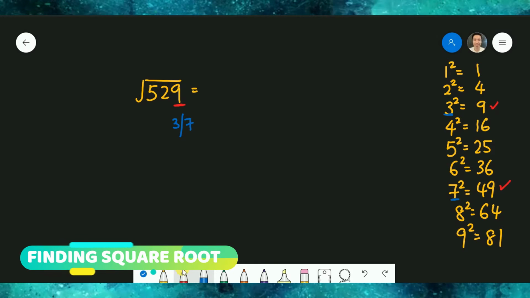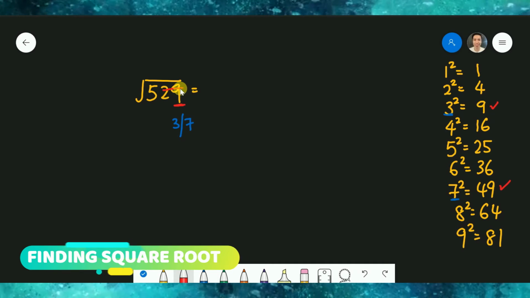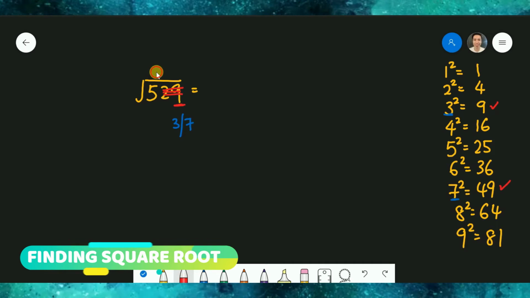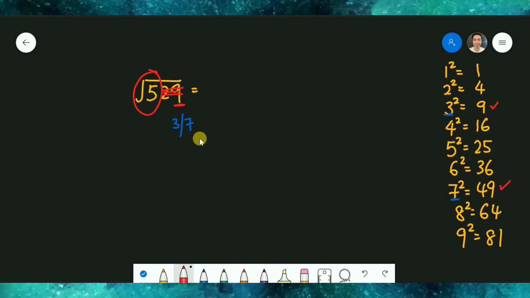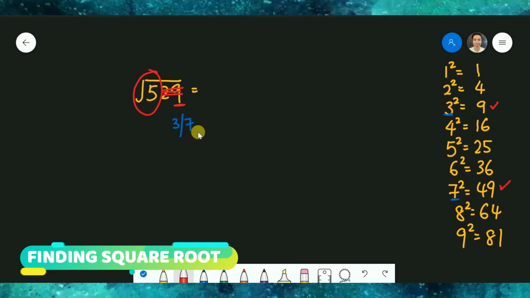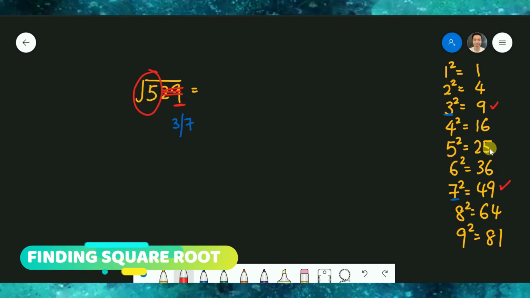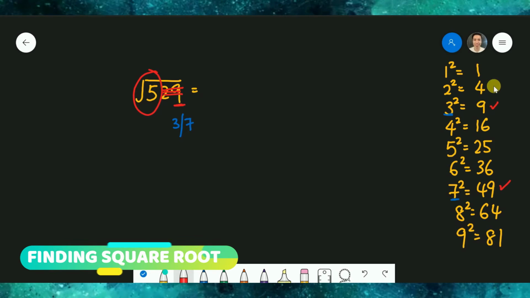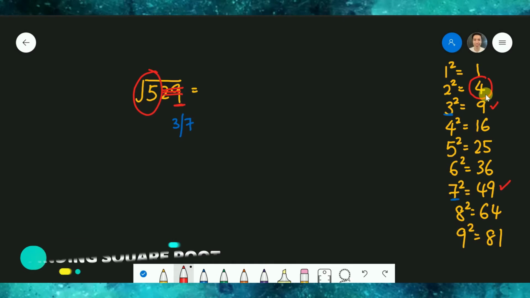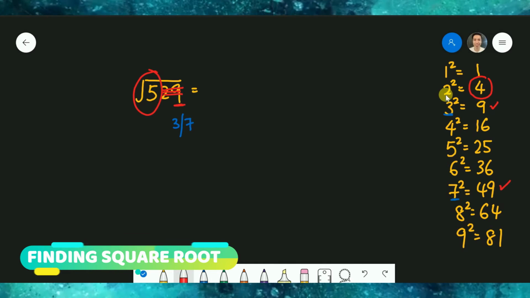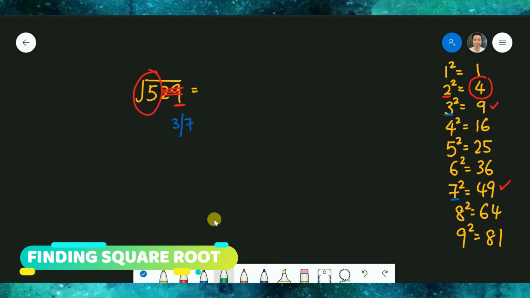Because this is a perfect square, the highest power is 2, so we need to cancel off these 2 digits from the back. So we are left with 5 here. That means we need to pick up the number which is closer to 5 from here. It's very obvious, 4 is closer to 5, right? Then we just write down the 2 as our first answer here.